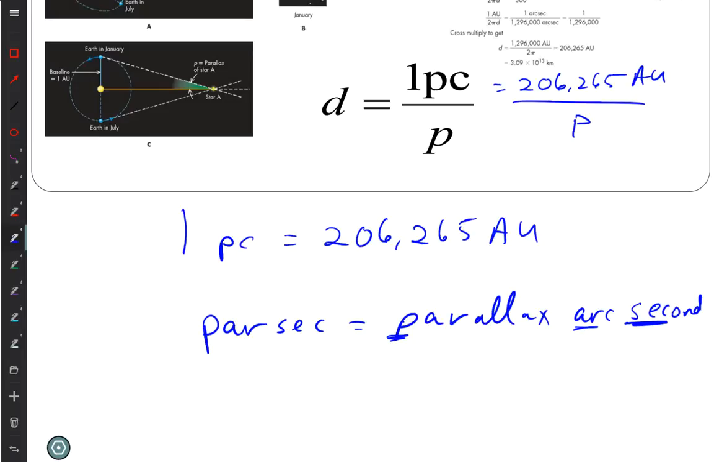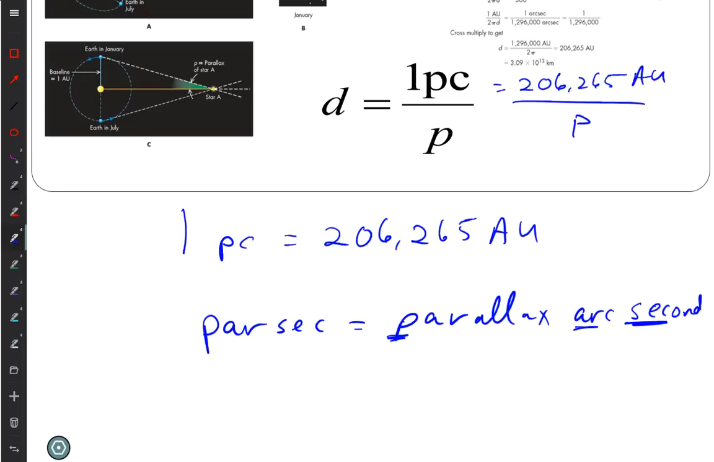We like to measure our angles in degrees. 360 degrees in a circle, 60 minutes in a degree, 60 seconds in a minute. So it's 1 divided by 60 divided by 60, or 1/3600th of a degree, is what an arc second is. And so a parsec is the distance away something is going to have if that parallax angle is 1 arc second.